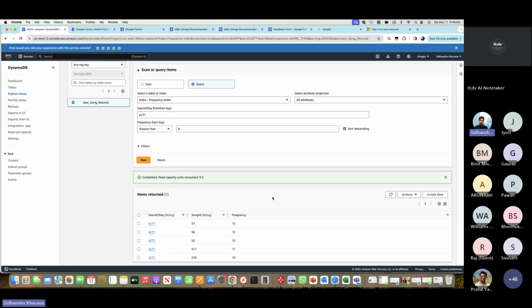Which means that if I were to use a scan operation, I would have to scan all the records in the table for each user. That will incur a lot of time.